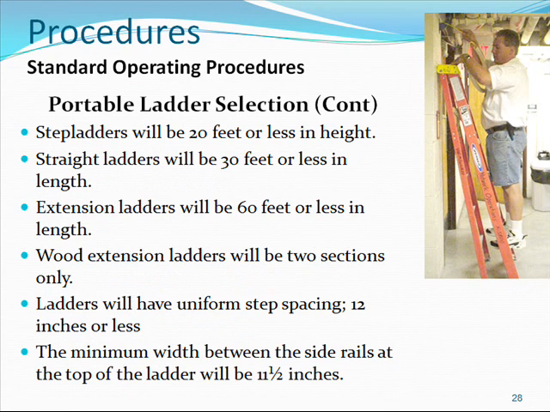Portable ladder section. Step ladders will be 20 feet or less in height. Straight ladders will be 30 feet or less in height. Extension ladders will be 60 feet or less in length. Wood extension ladders will be 2 sections only. Ladders will have uniform steps, spacing 12 inches or less. The minimum width between side rails at the top of a ladder will be 11.5 inches.